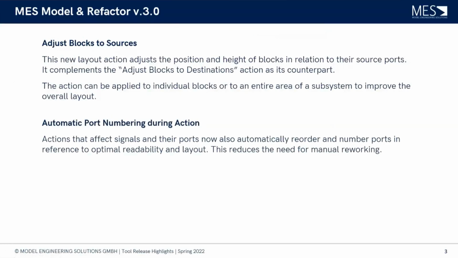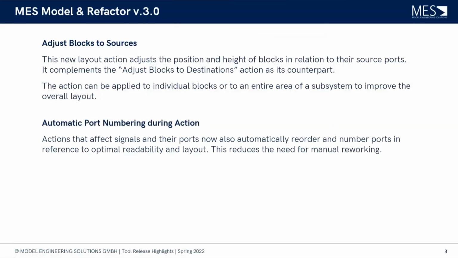Ports, I saw that in the example you actually had a port numbering 2 and then 1, which brings me to the next feature that I saw, that now there is an automated port numbering if you actually carry out an action that affects the signals and the ports. Maybe you can show us a little bit more what that means and what this action does.